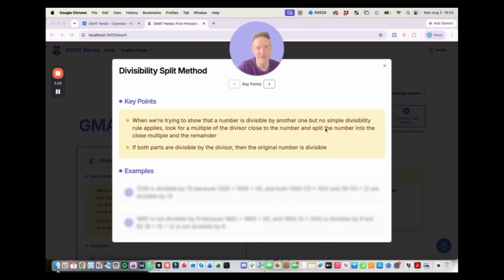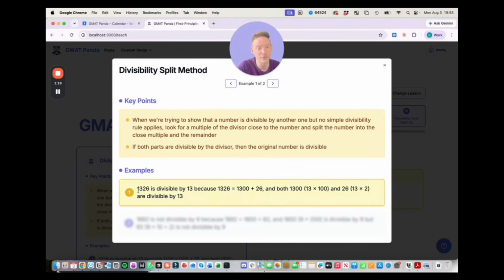So let's talk about this with an example. It'll be easier. So let's say that we're trying to show that 1,326 is divisible by 13? Well, there's no trick for that, right? We don't have a shortcut for showing that a number is divisible by 13. Well, at least not that I know of, and certainly not one you need to know for the exam. But we can split 1326 into 1300 plus 26.